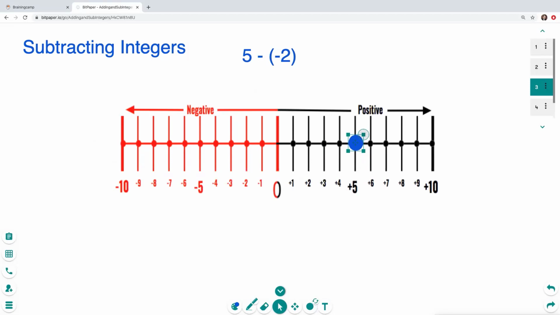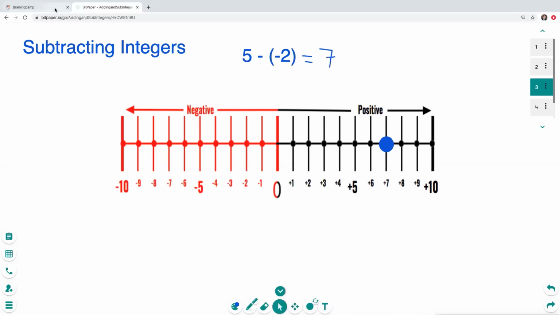So since I'm taking away -2, it's like I'm running and I want to get away from this -2 right here. I don't want to go in the negative direction. I want to take away negative. So I want to run in the positive direction. I want to go to the right, this direction right here. And since I'm taking away -2, I'm going farther towards the positives, 2 spots, starting here. So 1, 2. I'm ending at +7. So 5 minus -2 equals +7.